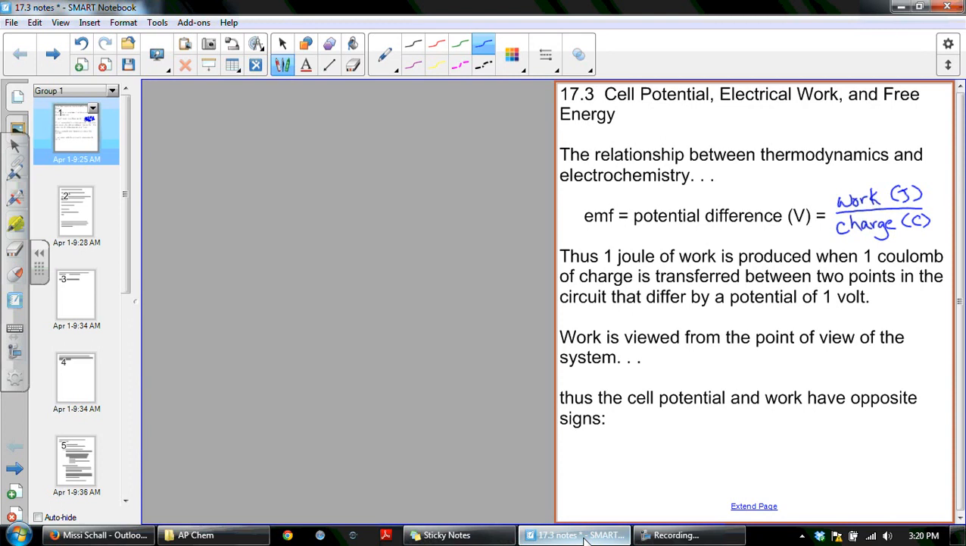Now, you might be asking yourself, what the heck is a coulomb? That's coming on the next page. But work is viewed from the point of view of the system itself. Thus, the cell potential and work have opposite signs. So, E is equal to negative W over little q, or you could say negative W equals E times q.